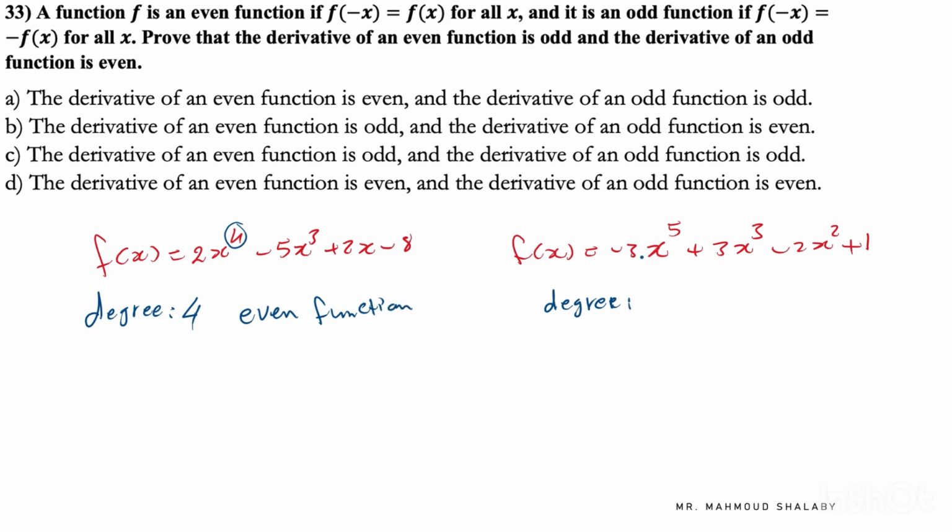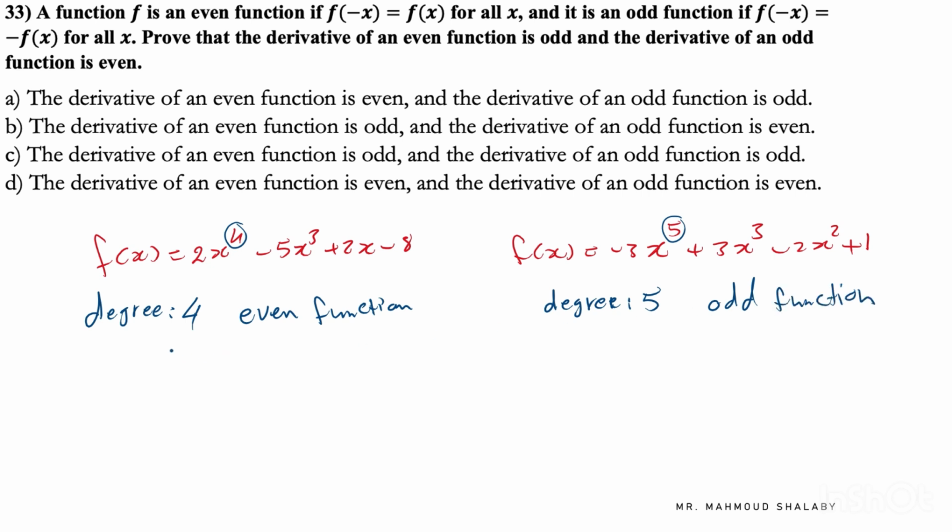And on the other hand, what is the maximum degree here? The maximum power is 5, so it's a degree of 5, which is an odd number, so that will lead us to an odd function.